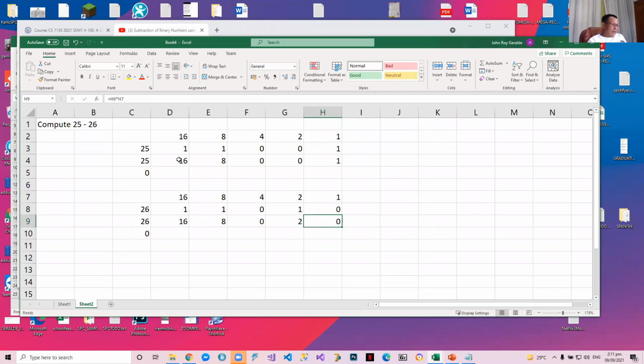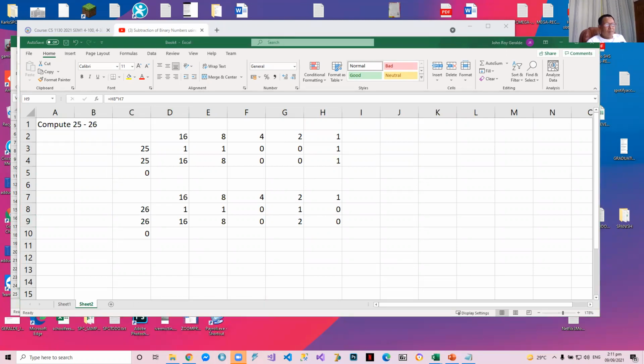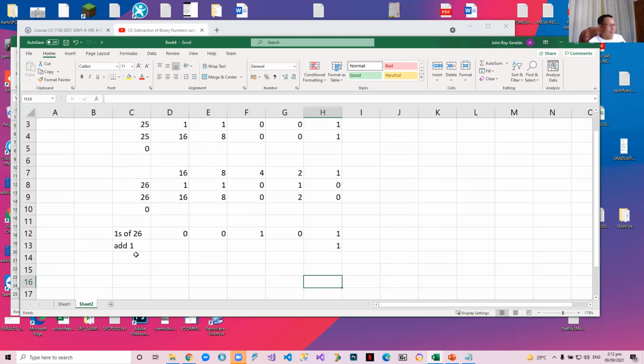Okay. Now 26 is our negative number. 26 is our negative number. We will convert this into 1's complement. What's the 1's complement of 26? We'll convert this to 0, 0, 1, 0, 1. Okay. We add 1. So that we will have a 1's complement.